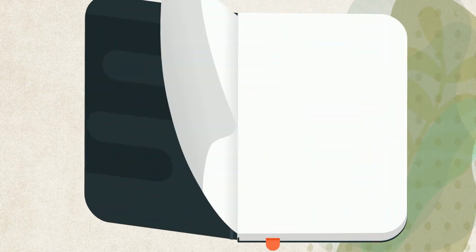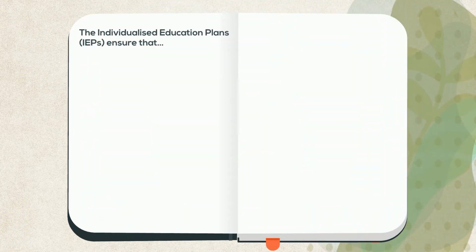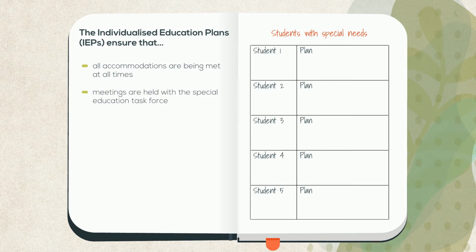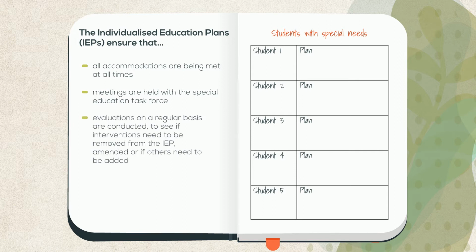The individualized education plans, or IEPs, for each student with special needs ensure that all accommodations are being met at all times. To create the final IEP, meetings are held with the Special Education Task Force. The IEP will be evaluated on a regular basis to see if interventions need to be removed from the IEP, amended, or if others need to be added.